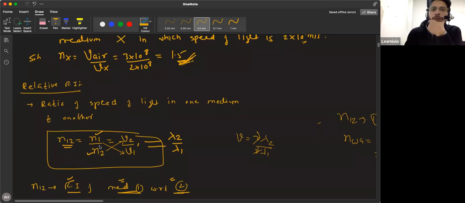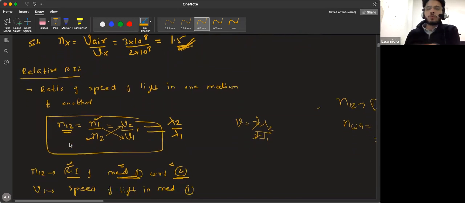So if you want to calculate the refractive index of medium 1 with respect to medium 2, meaning if you want to calculate the refractive index of water with respect to glass, then what we do is divide the refractive index of medium 1 by the refractive index of medium 2. It's n1 by n2. So n12 means the refractive index of medium 1 with respect to medium 2.